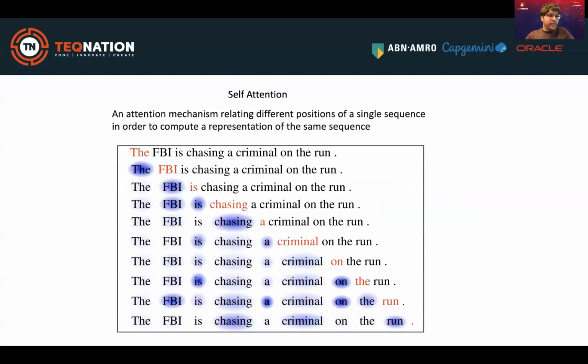Over here, you see a variation on the attention model called self-attention. The self-attention mechanism relates different positions of a single sequence in order to compute a representation of the same sequence. So for example, it starts with the word "The". After that, it looks at "FBI" and sees that FBI is in that sense more important. Afterwards, it looks at "is", and so on and so on. In the end, you see that chasing, criminal, and run are the words they put attention on.